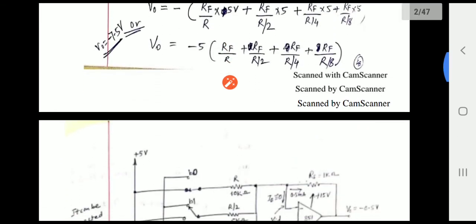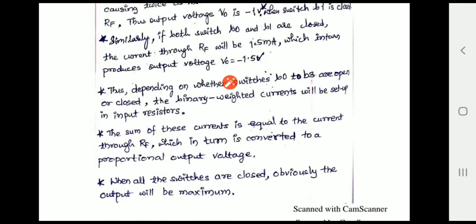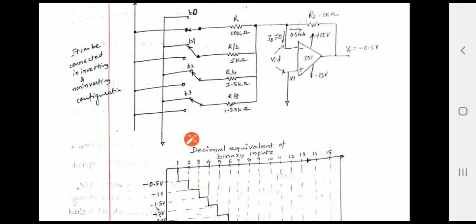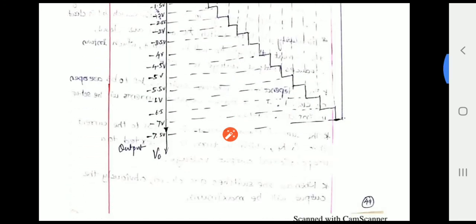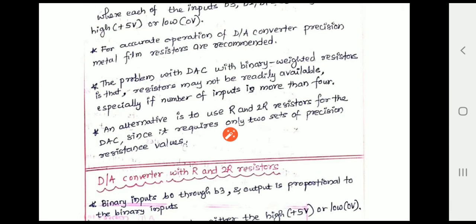But one disadvantage of this circuit is that we need to use different types of resistors for the conversion of digital to analog. If I use 5 bits, again I have to change the resistor value for the 5th bit also. If I choose B4 as well, the resistor value changes from R by 8 to R by 16, then R by 32, and so on. It goes on increasing with different values of resistors. That is the disadvantage of binary weighted resistors, which convert digital to analog.